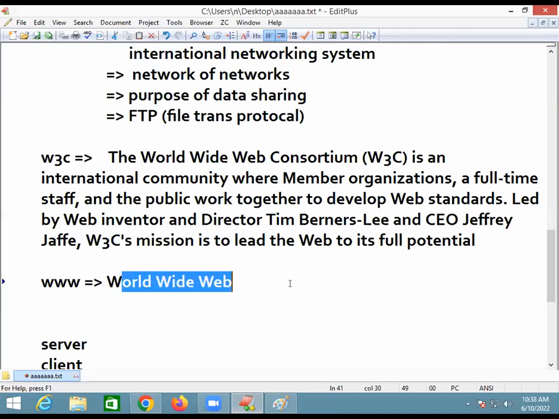This is also a name only. World Wide Web is also a name. Whose name, sir? The main service provider's computer name. Which computer is providing the internet services to all over the world? That system's logical name is this one: www.